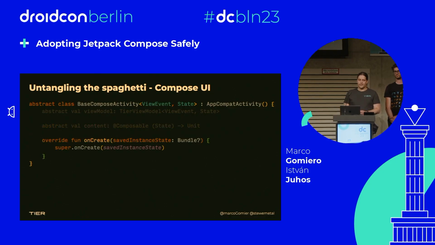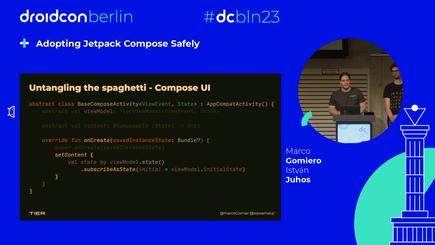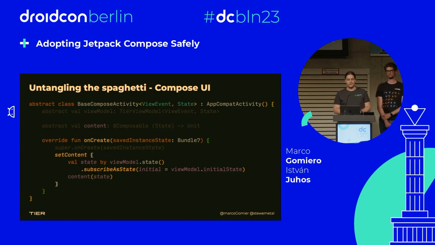On onCreate, we could call setContent this way, so that the setup is done by the base classes and it's not in the hands of each individual developer when implementing a screen. And inside that, we would automatically observe the state that's coming from the view model. Of course, in our case, this is still Rx, so we use subscribe as state. If this was a flow, it could be the newest observed state with lifecycle and such. And then we can just call the content composable, pass the state, and this is done. So now the developers wouldn't need to do this manually on every screen.